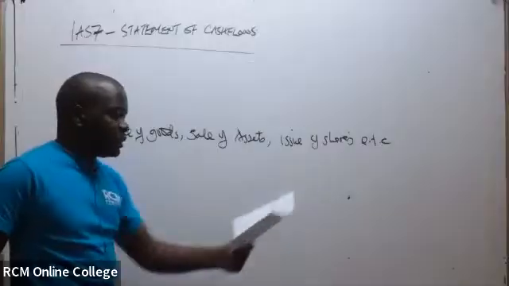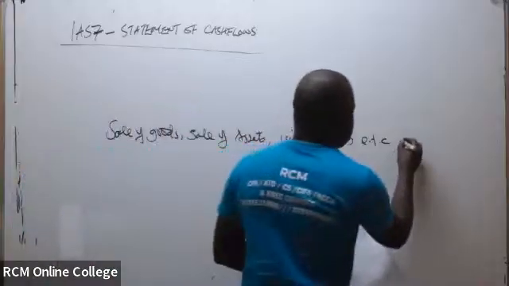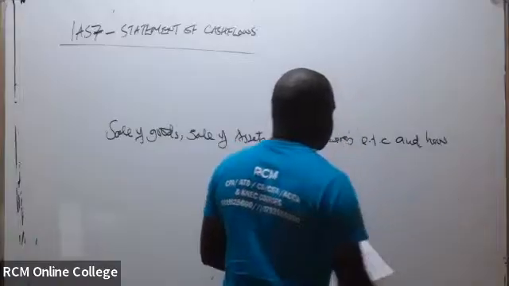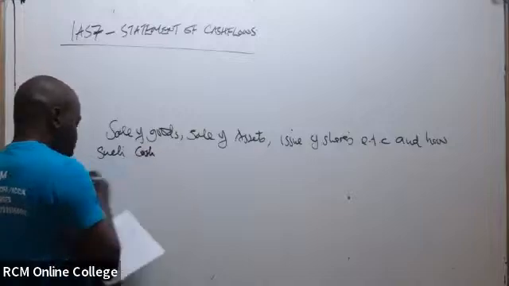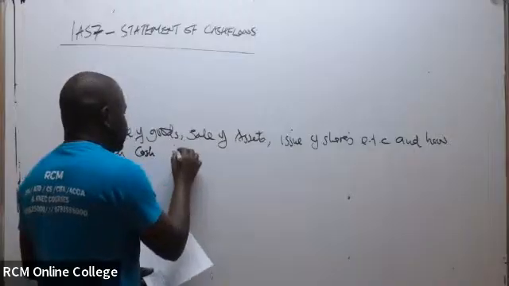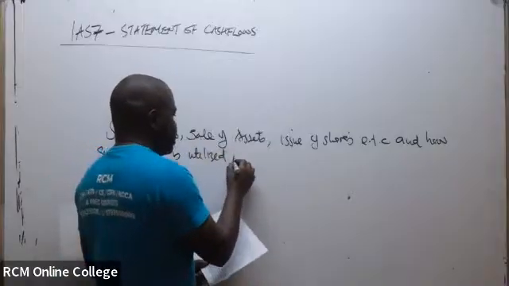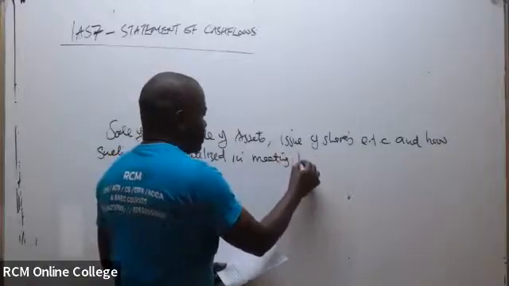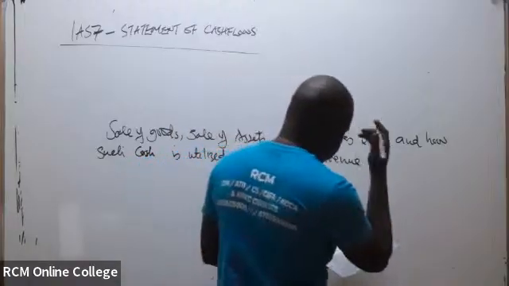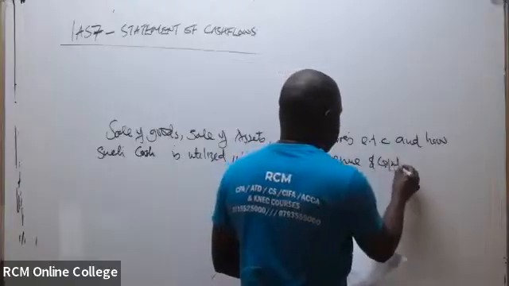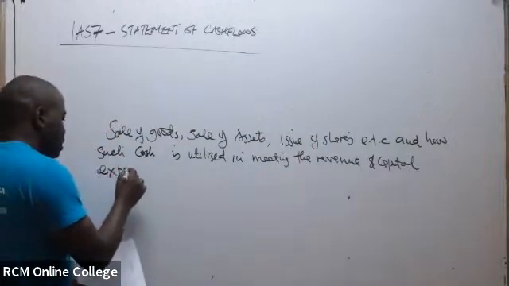So after these, etc., you say, and how such cash is utilized in meeting the revenue and capital expenditure.